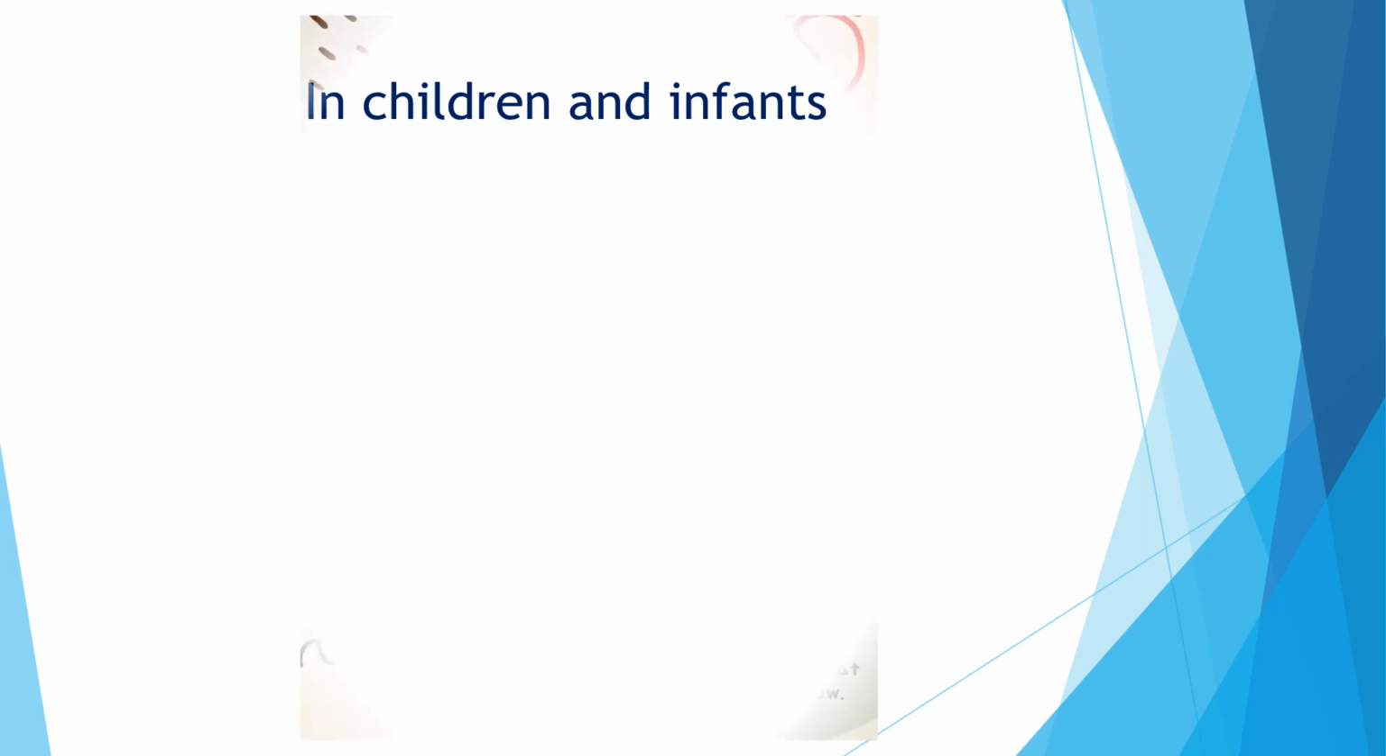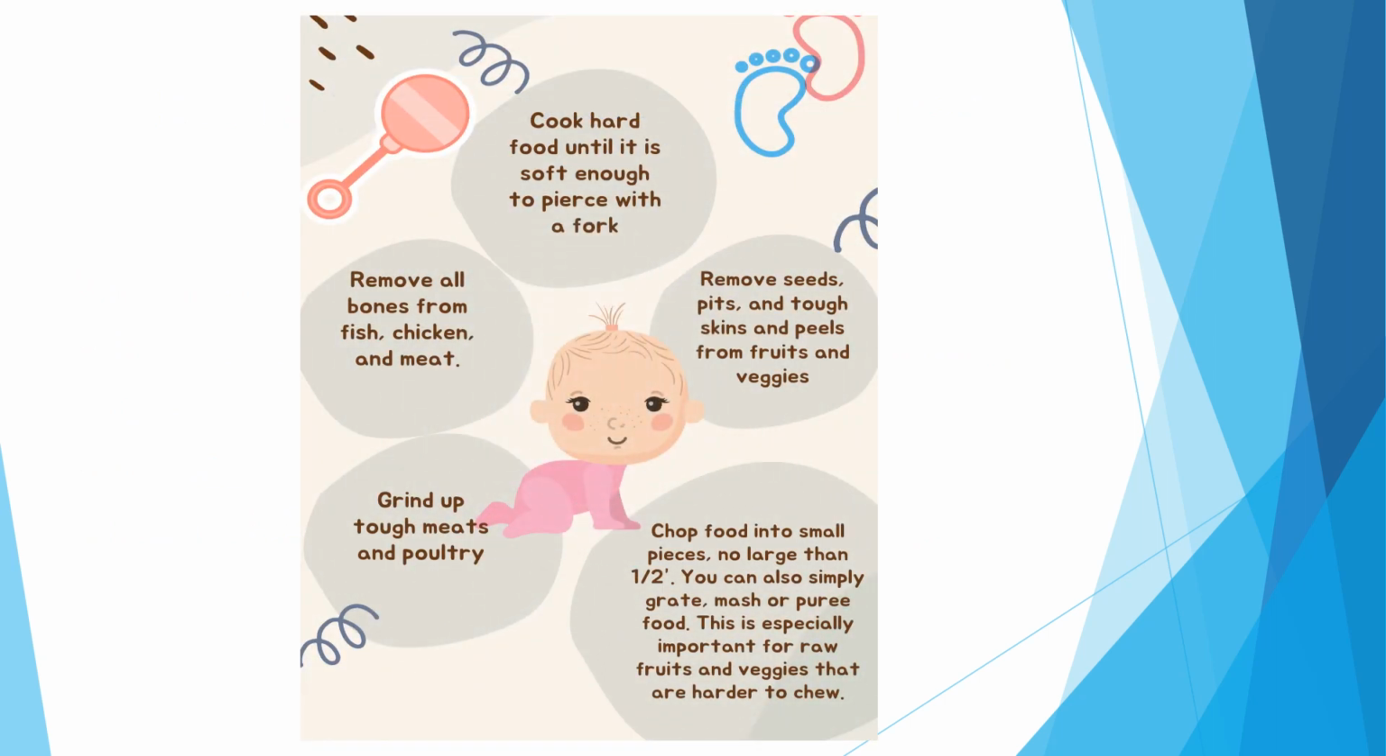In children, cook hard food until it is soft enough to pierce with a fork. Remove all bones from fish, chicken and meat. Grind up tough meats and poultry. Remove seeds, pits and tough skins and peels from fruits and veggies. And chop food into small pieces no larger than half an inch.